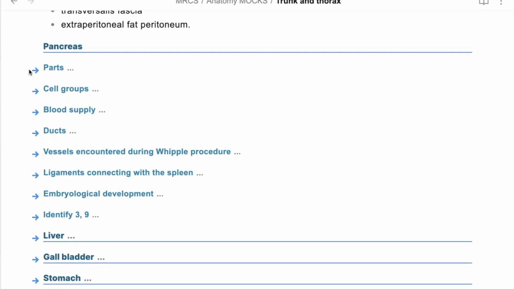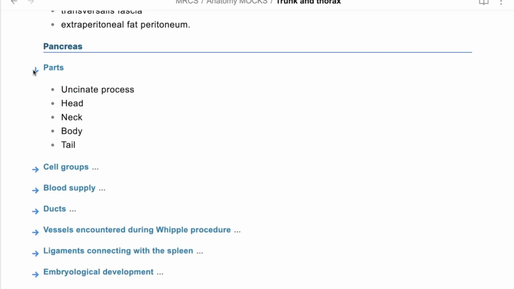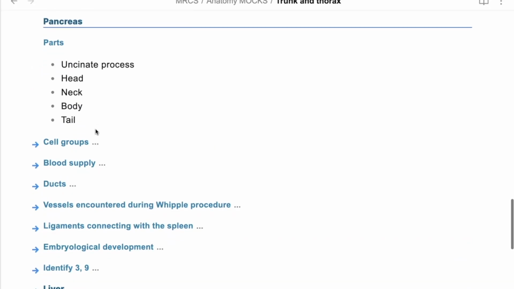Okay. So starting with the pancreas, can you tell me the parts of the pancreas? The pancreas is divided into the head, the body, and the tail, and the uncinate process. Okay. What about the neck? Yeah, so the head, neck, body, and uncinate process. I'm sorry. Yeah. Well done. And the tail as well.